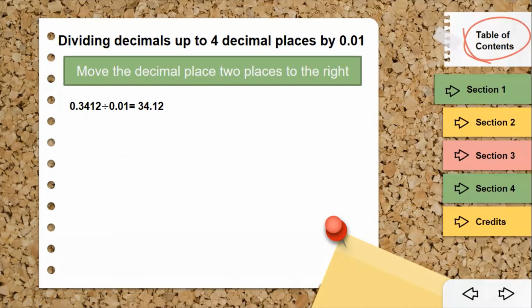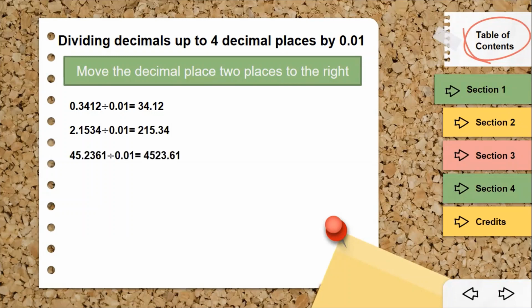Okay, so let's try another example. We have 2 and 1,534 10,000s divided by 1/100. Move our decimal point 2 places to the right. So this is our decimal point. Move 2 places to the right, 1 and 2. So this will now be the new position of our decimal point. And for our final answer, we have 215 and 34 hundredths.